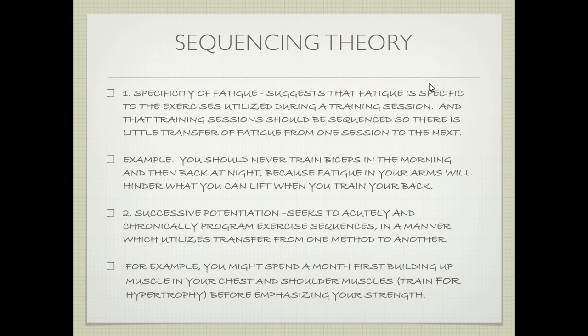And the second part is successive potentiation, which basically says that we should seek to potentiate, not just not interfere, but one workout should potentiate the next. Right? And that's essential. One workout, or a cycle, should potentiate the next. For example, you might spend a month building up muscle in your chest and shoulder muscles to train for hypertrophy before emphasizing strength.